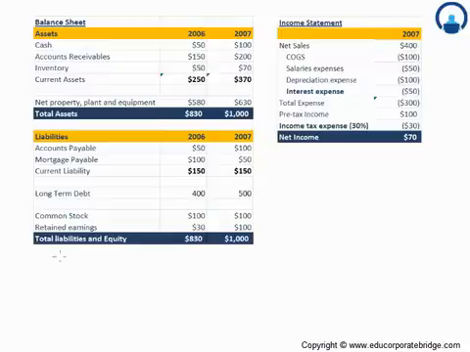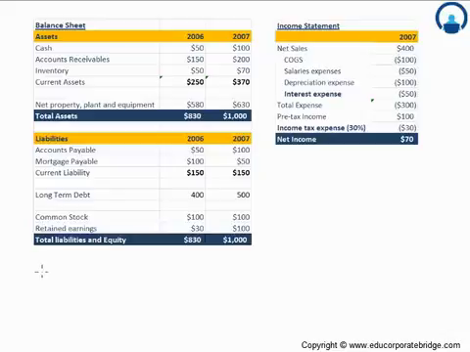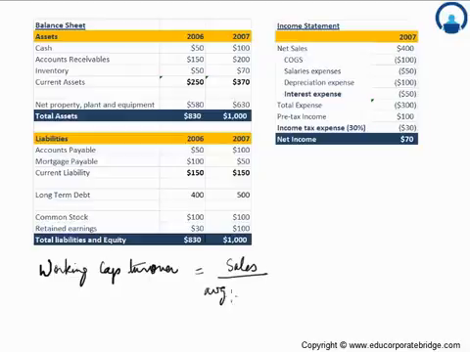Now that we have calculated activity ratios, especially the cash conversion cycle, we will look at the other activity ratios which are related to the turnovers. The first one we'll look at is the working capital turnover. So how is working capital turnover defined? This is the annual sales or the annual revenues divided by your average working capital.